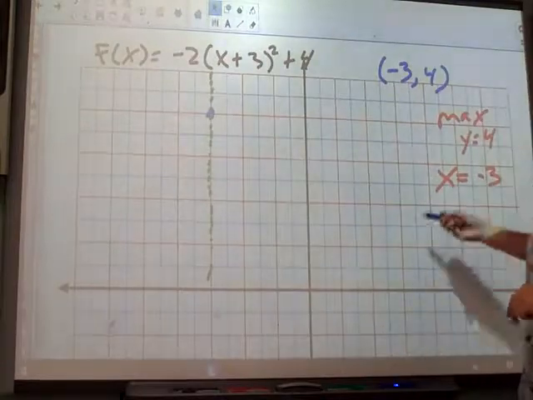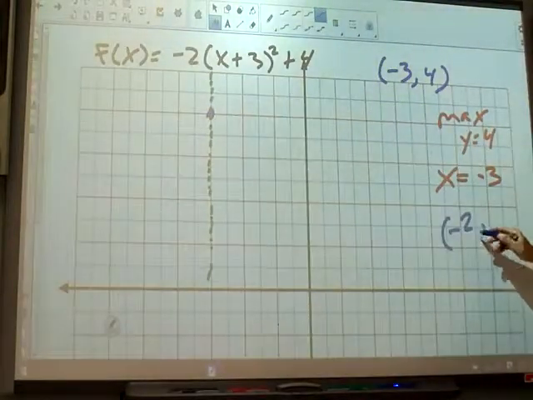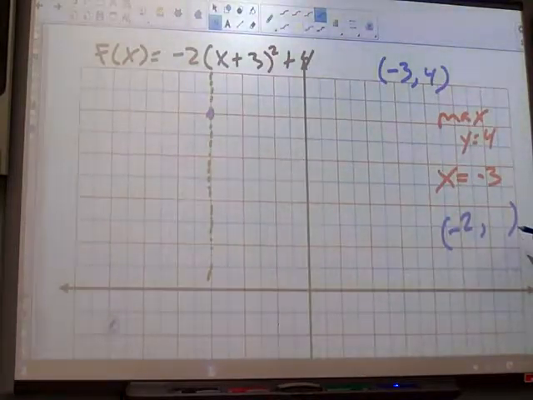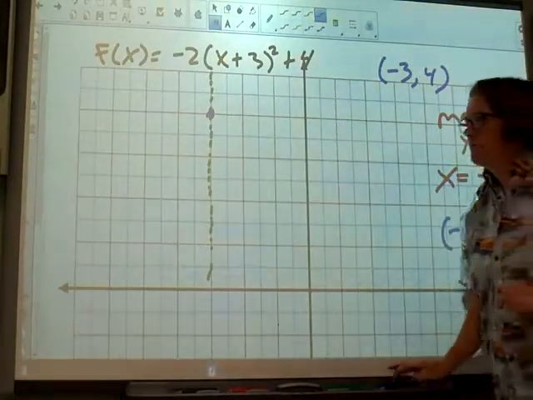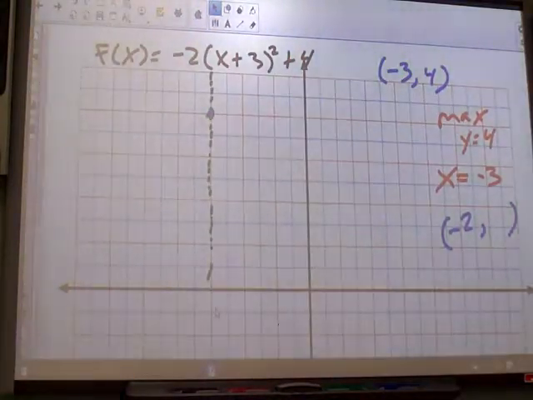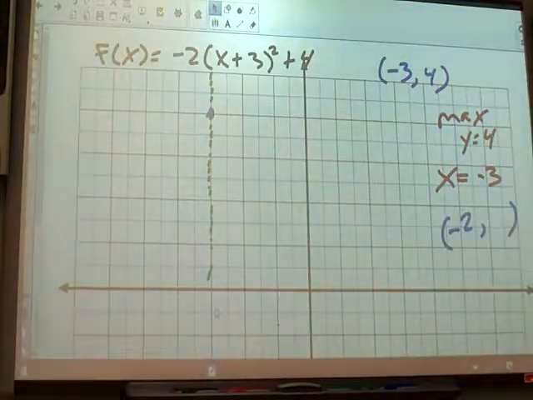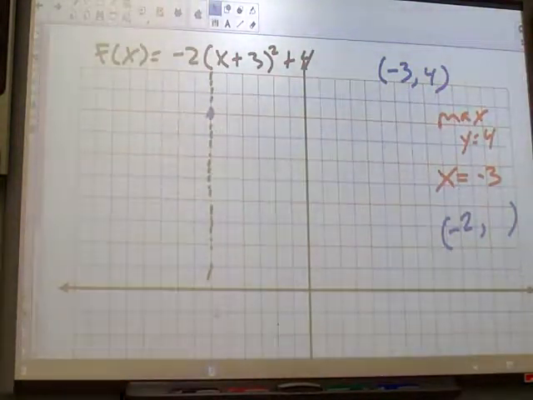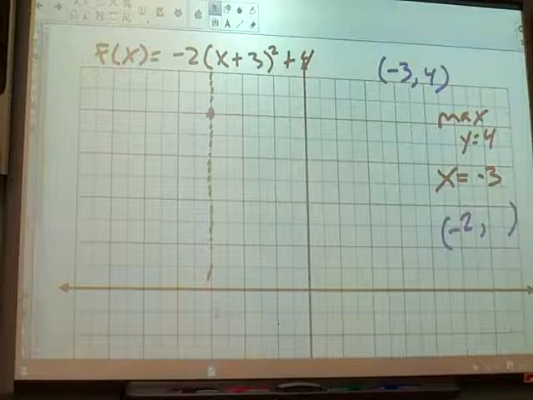-2. So we're going to plug in -2 where the x is, and we're going to work that out to get the y. Okay, come over here and do this. So I've got -2 times (-2 plus 3) squared plus 4. I just plugged it in where the x is.